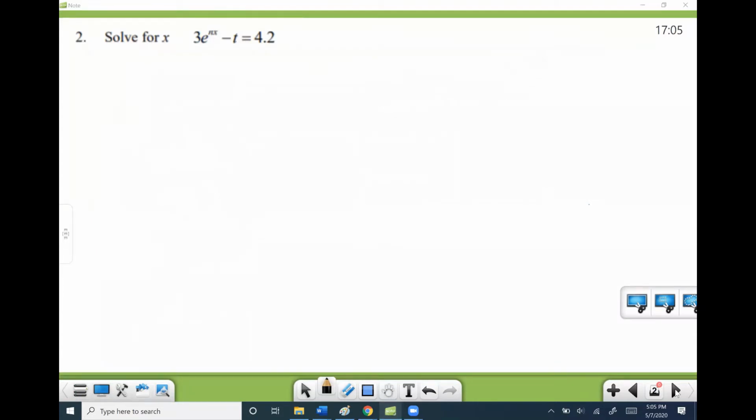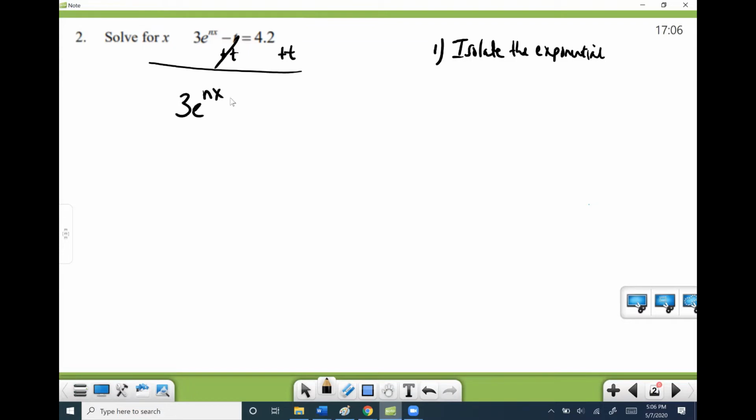Solve for X. Okay, so this is not a logarithm, this is an exponential. So isolate the exponential. Good, you bet, add that T over, right? 3e to the nx equals T plus 4.2 or 4.2 plus T. Divide by 3, good. Divide by 3. You guys have totally isolated the exponential.